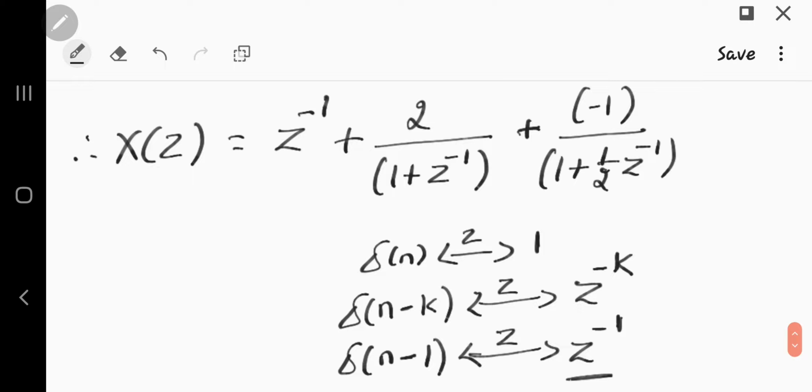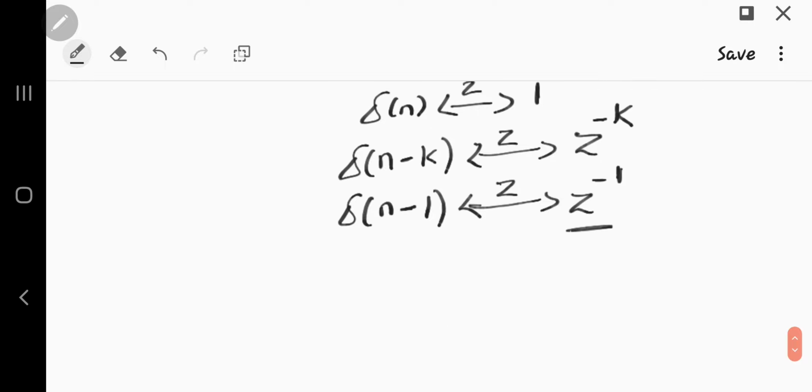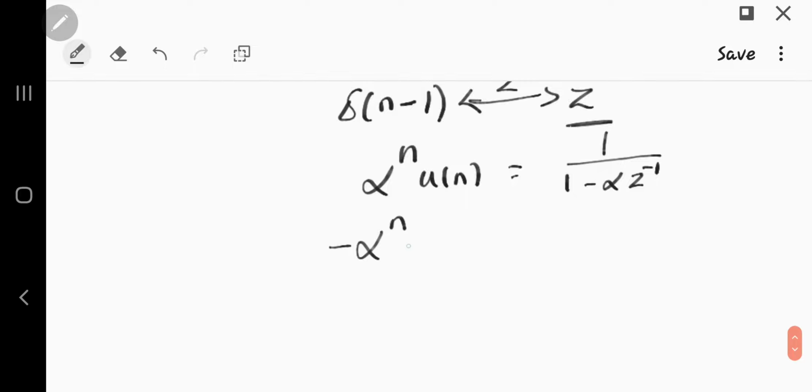And the other two are very similar to alpha to the n into u of n, whose transform is 1 divided by 1 minus alpha z inverse. Even if you take the negative, that is minus alpha to the n u of minus n minus 1, you will get the same 1 divided by 1 minus alpha z inverse as the z transform for both of them. Based on the ROC, whether it is a positive or negative time sequence, it changes. That is mentioned in the table I have given for common z transform pairs.